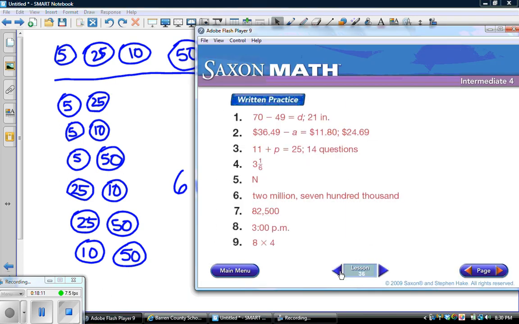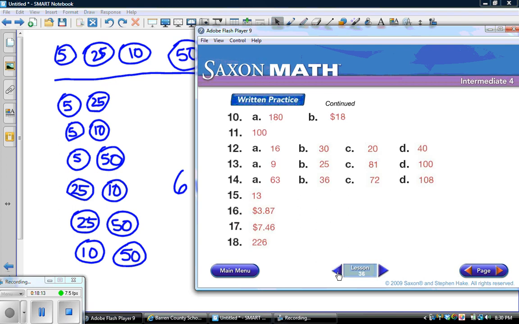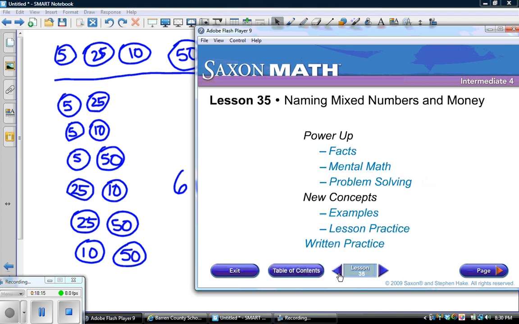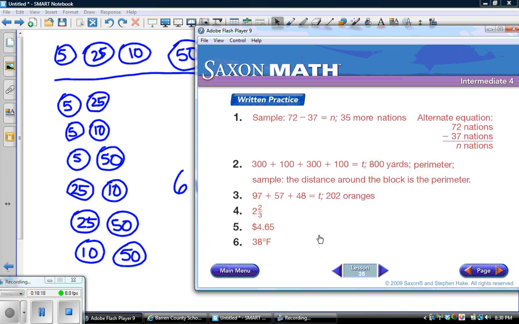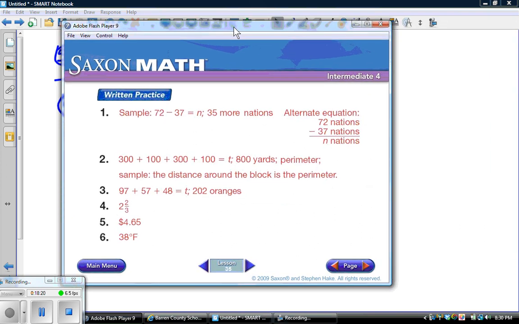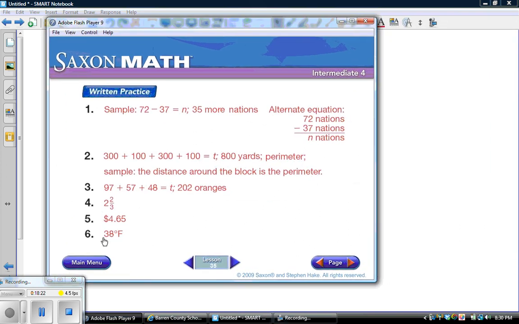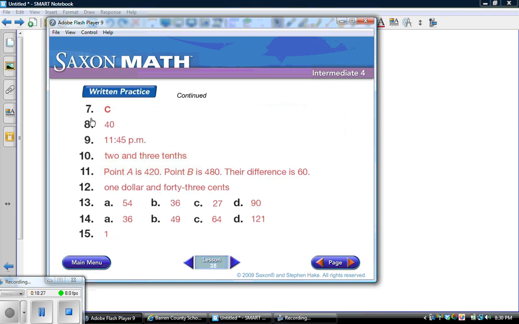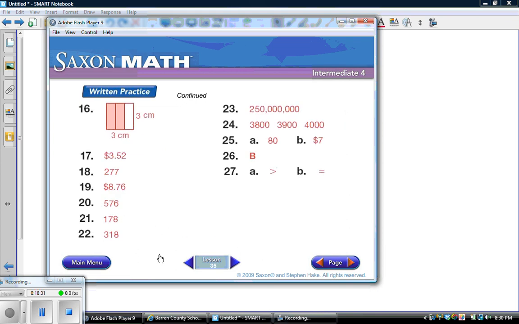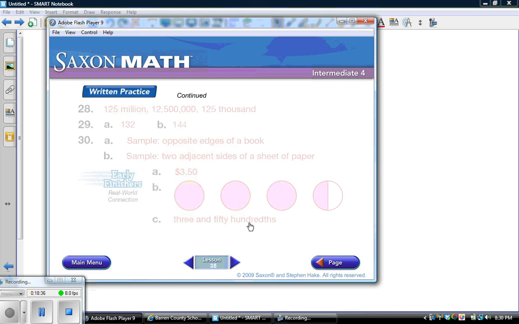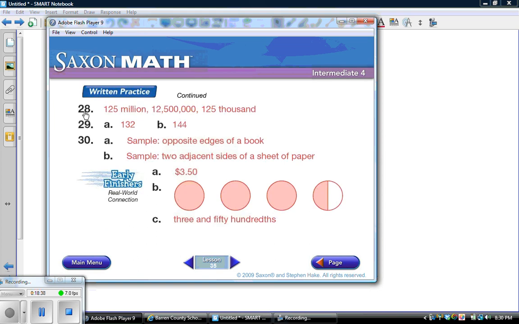Okay, and you are ready to check yourself for lesson 35. Okay, so hit pause as you check 1 through 6. Hit pause as you check 7 through 15. Hit pause as you check 16 through 27. And hit pause as you check 28 through 30 in the early finisher if you did that. And then you will be finished.